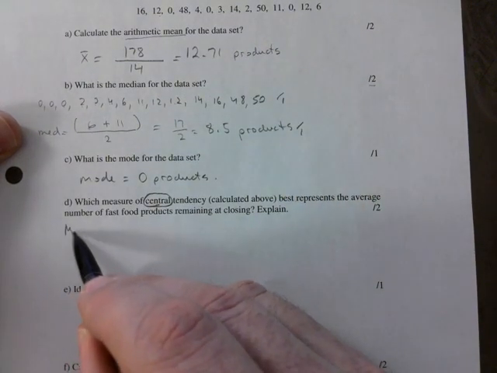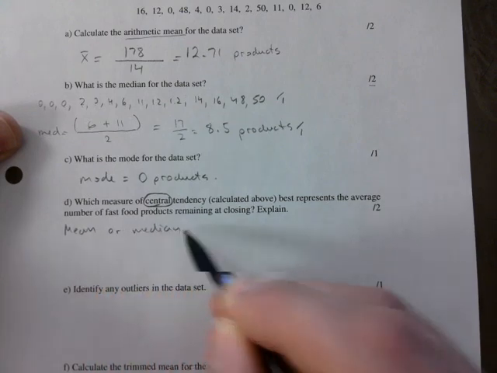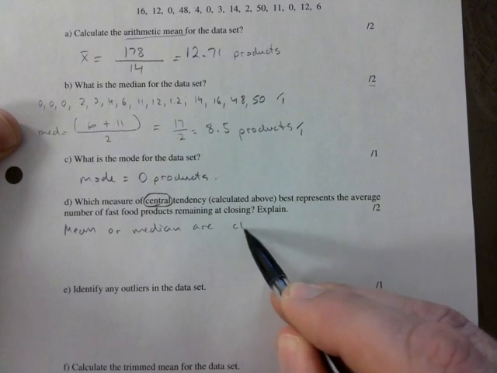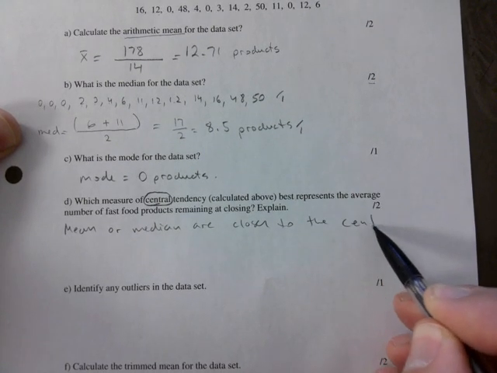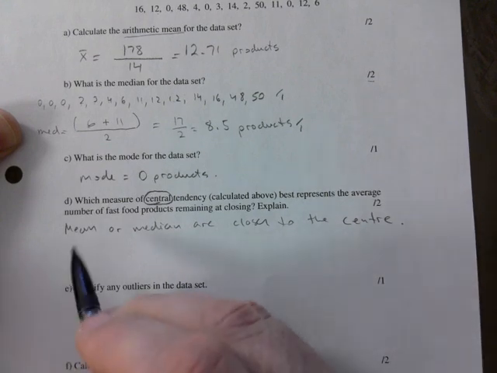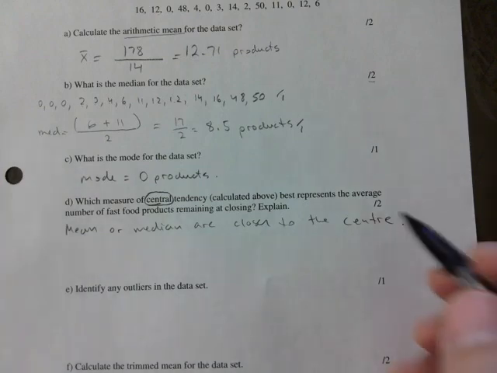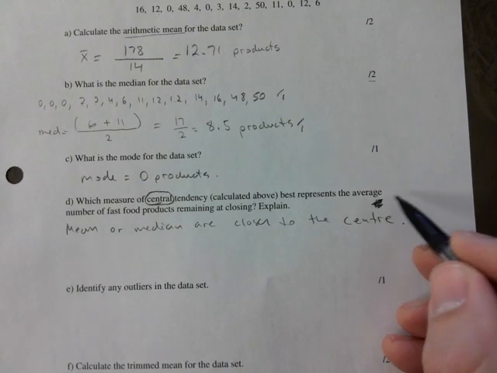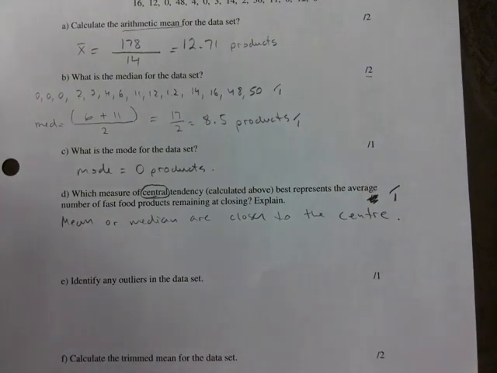So the mean or median are closer to the middle, to the center. The median? Yeah, I would say so. I would just make this worth 1. So I'm going to change it and just say 1. The mean or the median, if you chose one of those two, you're good.